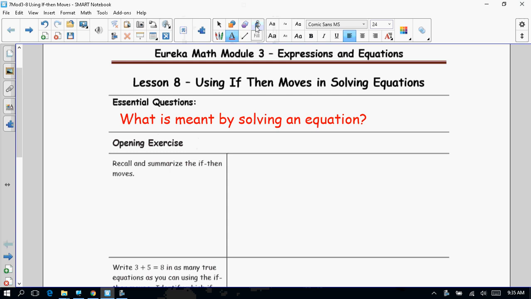We're in Module 3, Lesson 8. I am on page 58, the name of our lesson, using if-then moves in solving equations. And so my essential question for today is, what is meant by solving an equation? What do I mean when I say that? All right, so I'm going to jump into our opening exercise.